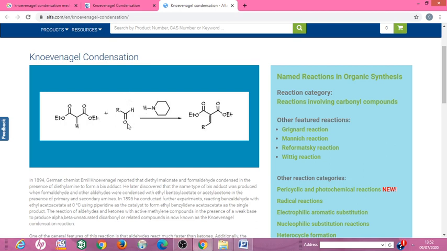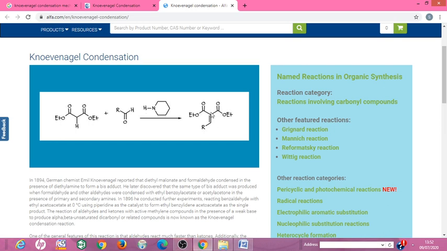In Knoevenagel condensation, when the aldehyde which does not have alpha protons is treated with the active methylene compound in presence of base, the name of this base is piperidine. We can also use pyridine. It forms alpha beta unsaturated ester, known as Knoevenagel condensation reaction.